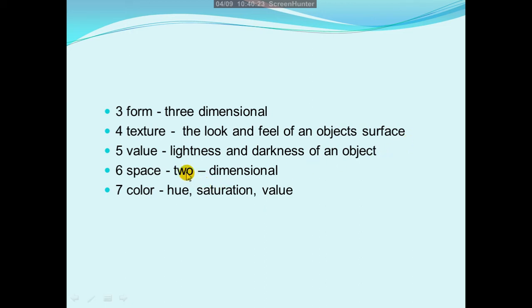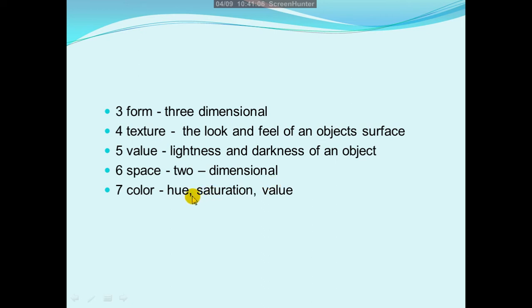Then the value. Value means lightness and darkness of an object, okay. This we already discussed in color theory. And space: here space means two-dimensional. Two-dimensional means height and width only. There is no depth, no z-axis. So x, y only: x is width, y is height. There is no z-axis, but in three-dimensional form x, y, z are there, while here only x and y, okay.